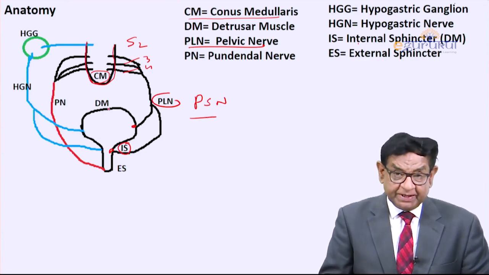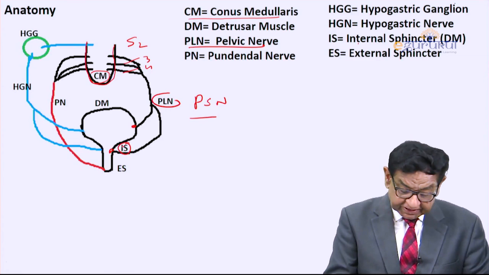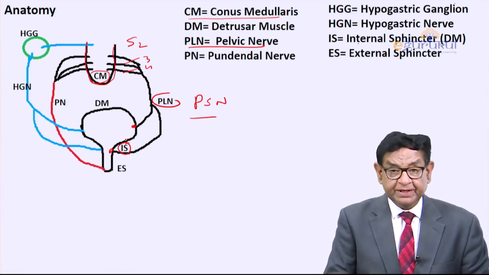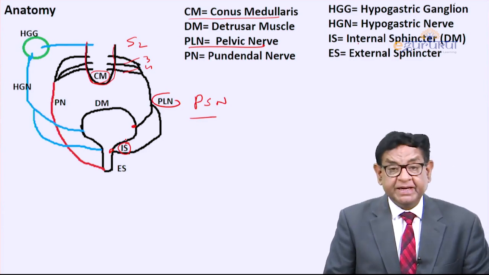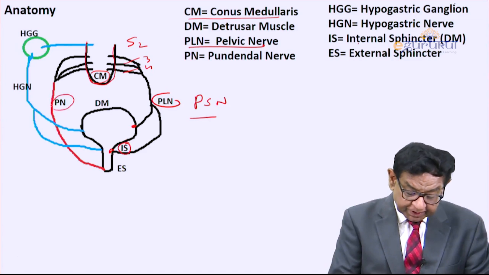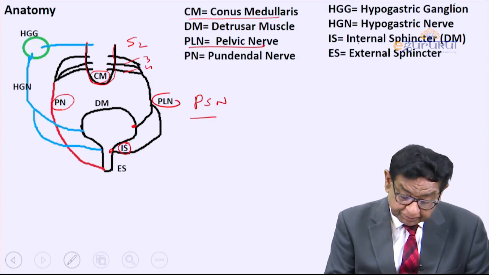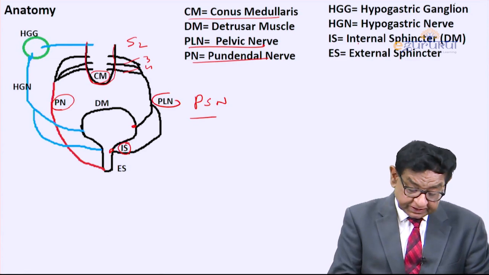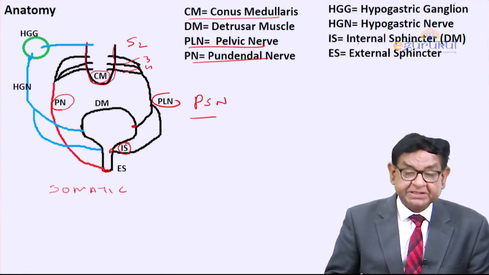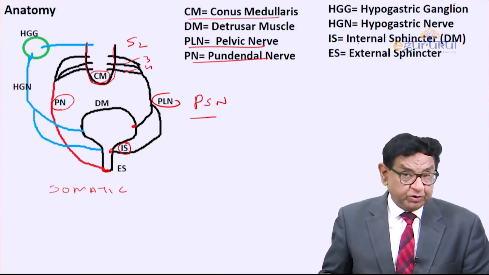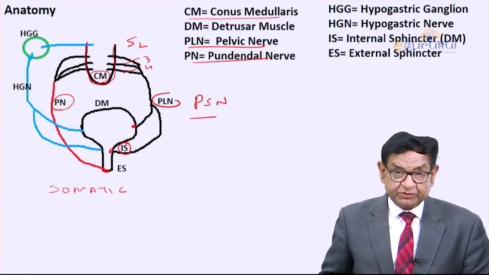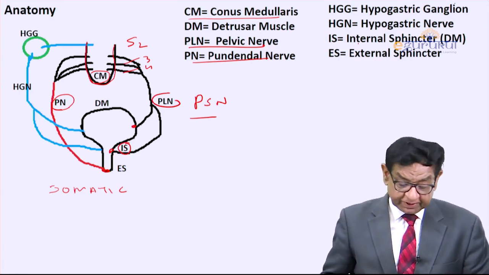Now one thing I'd like to make clear: the internal sphincter is a part of the detrusor muscle. Now from the same S2, S3, S4 segments, roots again come and join to make the pudendal nerve. It is a somatic nerve. It supplies only the external sphincter. And one more thing, the external sphincter is a striated muscle. That's why it is supplied by the pudendal nerve.